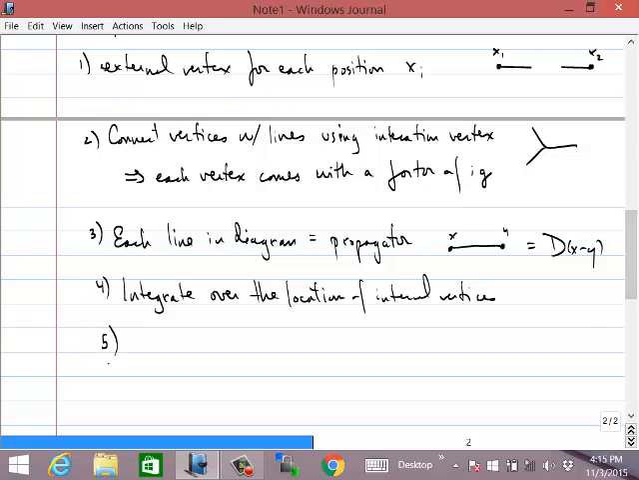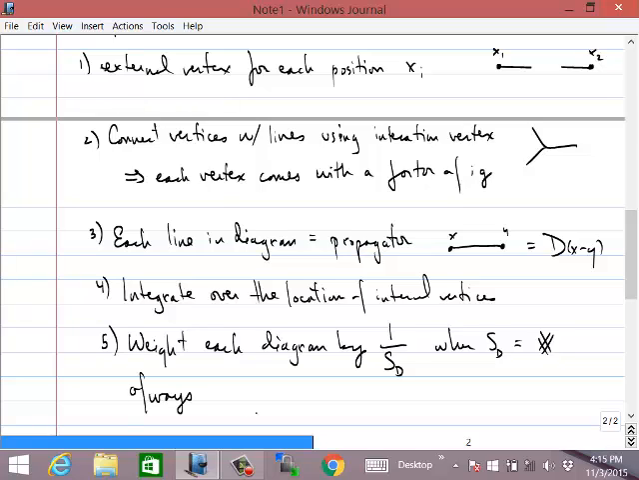And as we discussed above, you need to weight each diagram by 1 over the symmetry factor, where the symmetry factor is the number of ways to permute this diagram holding the external vertices fixed.